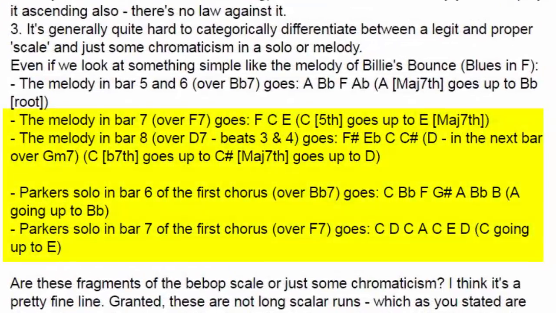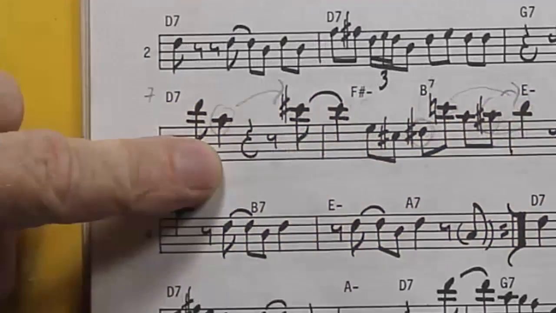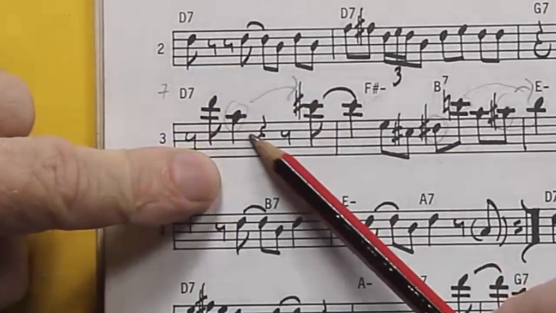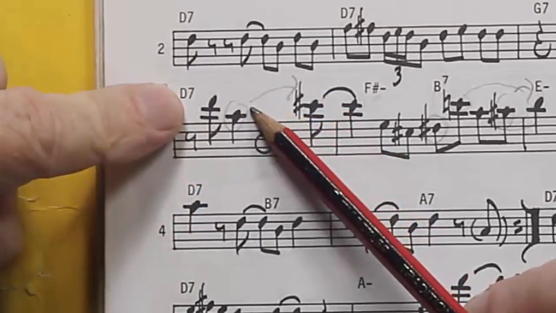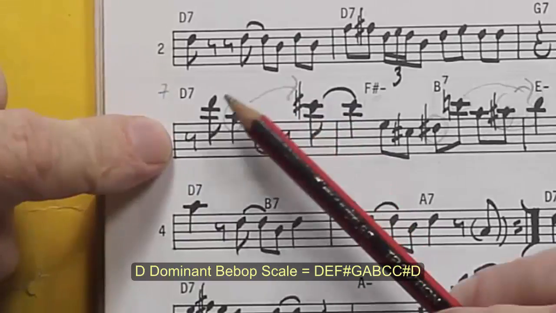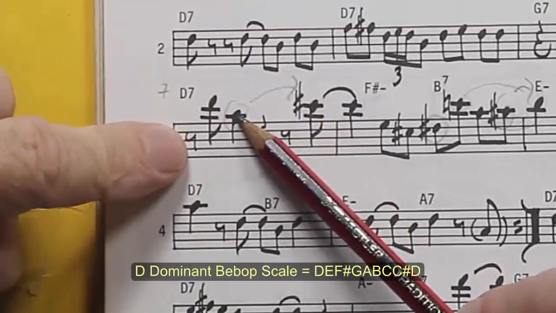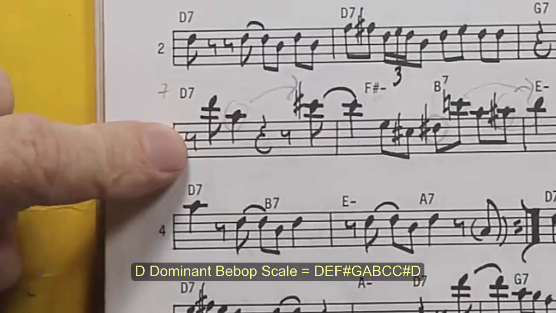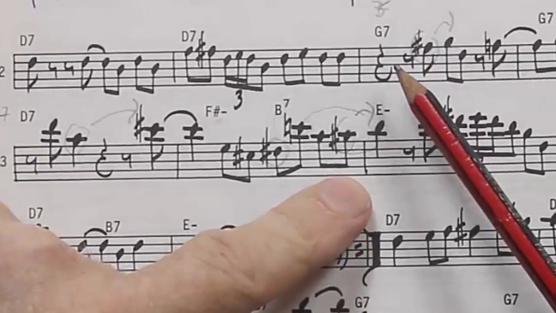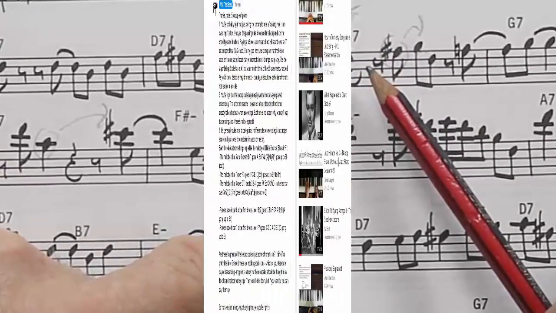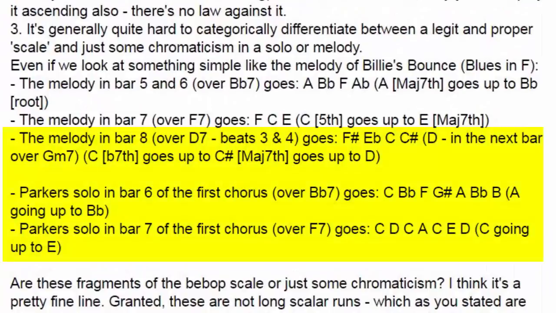The second one is this one here, where he says the melody in bar 7, over F7 goes F, C, E, C, F, 5th goes to E major. Right, so that's the 5th, and it's going to that one. So what we've got is he's saying that this is a D dominant bebop scale, and this is the 7th note of that. So because this A is going up, it's a bebop scale rising.